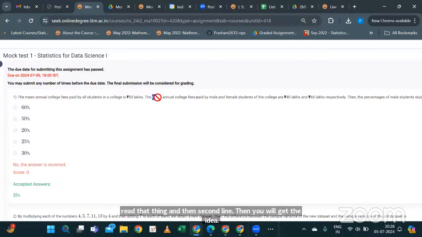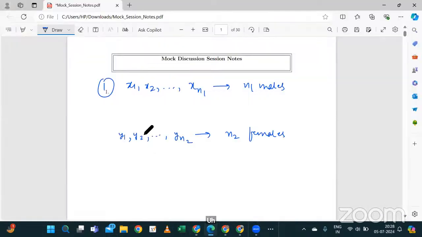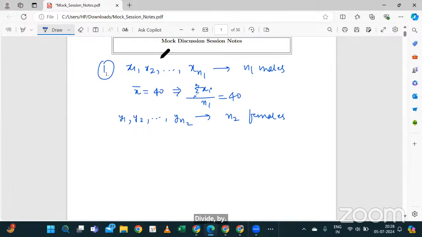So the mean annual college fees paid by the males is 40 lakhs. So can I say here x bar is 40? That means the summation of xi from i equals 1 to n1, divided by n1, is 40. Can I say this? Yes or no? My voice is clear to all of you, right? Okay, yeah.